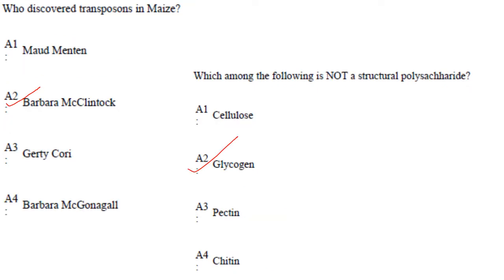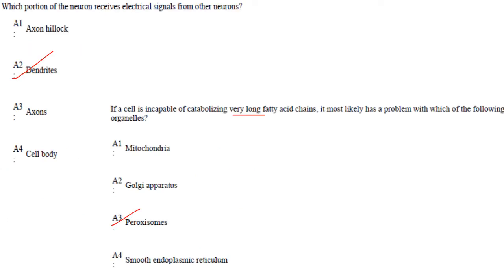Then next one. Who discovered transposons in maize? So it was Barbara McClintock who discovered transposons in maize. Then which among the following is not a structural polysaccharide? So cellulose, it is structural. Glycogen, it is a storage polysaccharide. So answer will be glycogen. Pectin is also structural and chitin is also structural. Then next one. Which portion of the neuron receives electric signals from other neurons? So it is dendrites. Answer is A2.